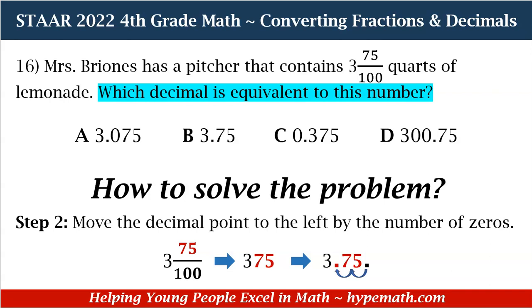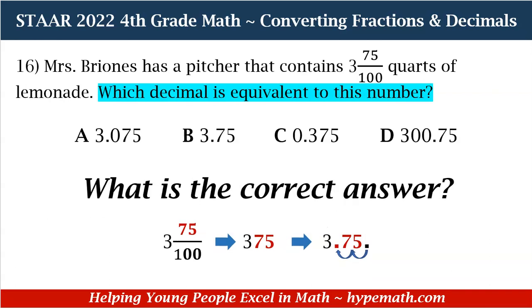So again, in a whole number, the decimal point is right there to the right-hand side. We just don't write it. But now we need to, in order to see how we need to move our decimal point, we are going to move our decimal point 2 places to the left, and that will make it 3.75.